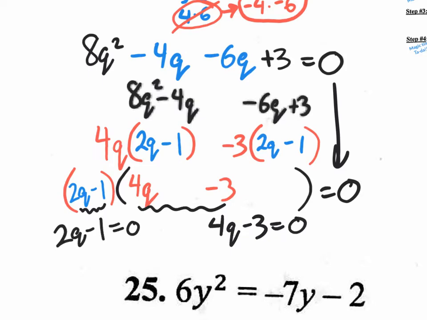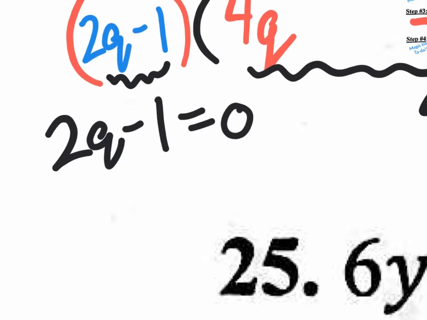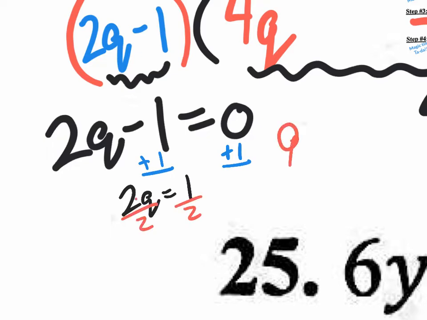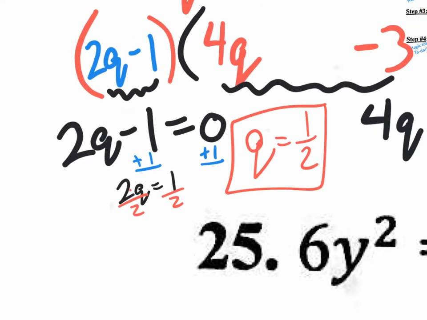So on the left equation, let's solve it. Man, I'm running out of space. You guys are probably really running out of space. That's plus 1 on both sides. Plus 1. We're going to have 2q equals 1. Final step would be to divide by 2, divide by 2. So q equals 1/2. That is one answer.